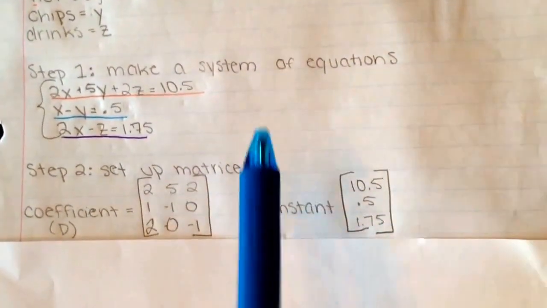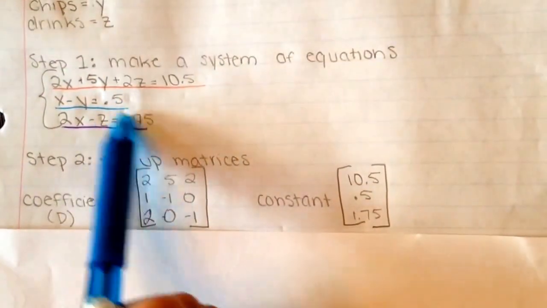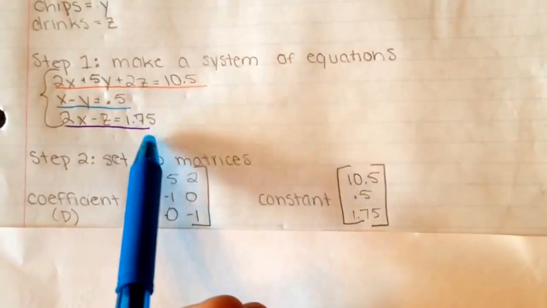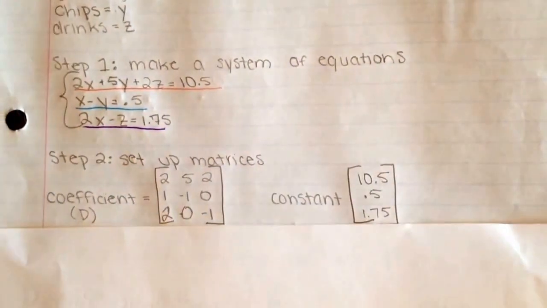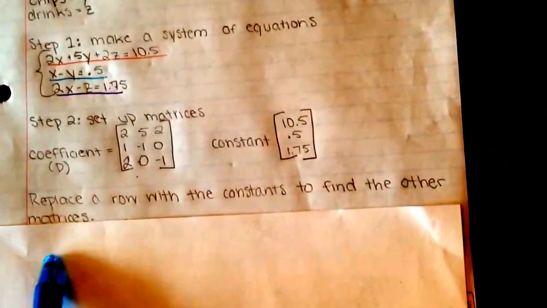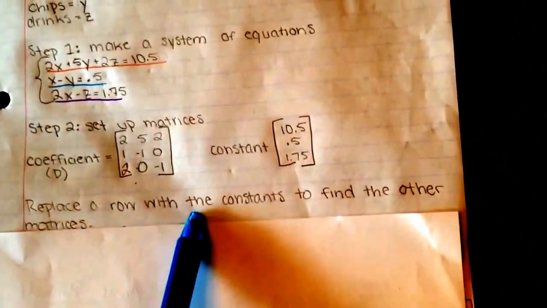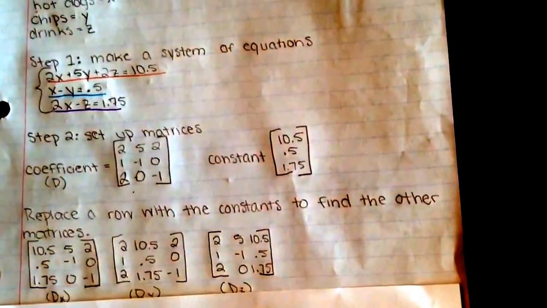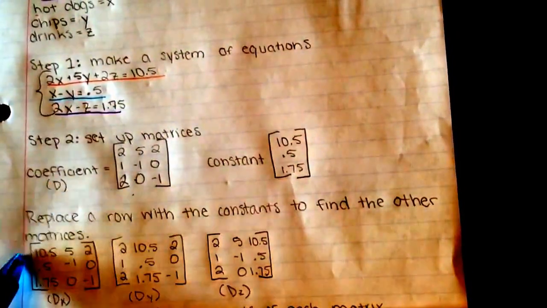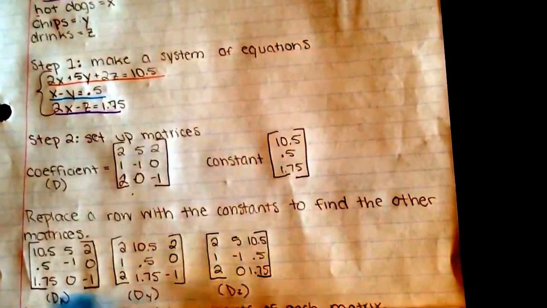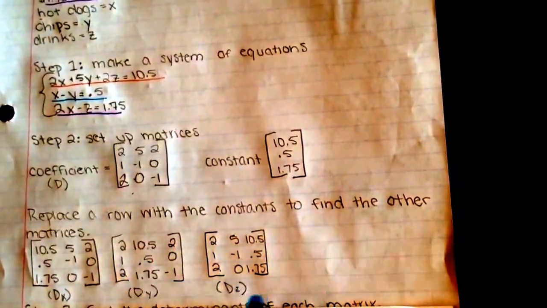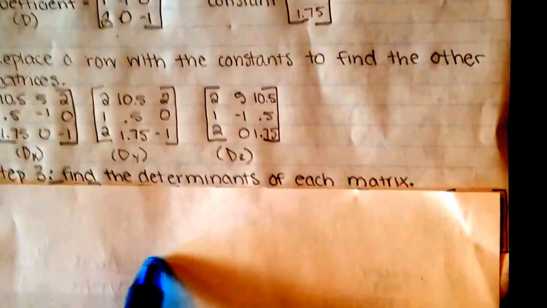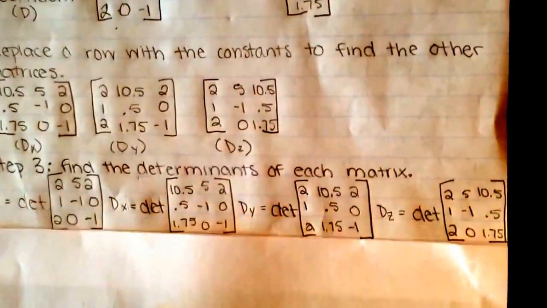And then our constants, so we found those by what is on the right side of the equation: 10.5, 0.5, and 1.75. All right, to find the other matrices, you replace a column with the constants, like we've been doing. So for dx we replace the first column, for dy we replace the second column, and for dz we replace the third column.